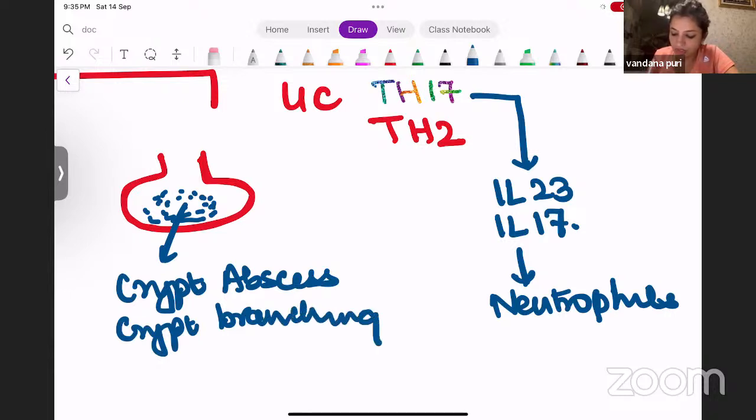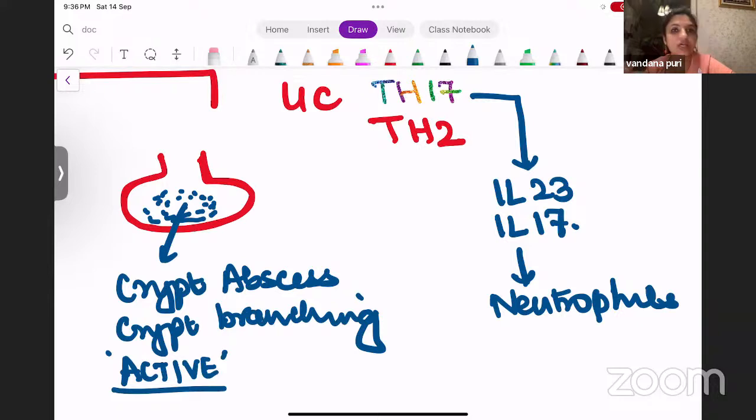Please remember, everybody, whenever I'm talking about ulcerative colitis, there are a lot of neutrophils. The name itself says ulcerative colitis, so there are a number of neutrophils. This change usually indicates active disease. And remember, this can even occur in Crohn's. Whenever Crohn's is active, it can also show you these crypt abscesses. So they are not unique, but they are more commonly seen in ulcerative colitis.